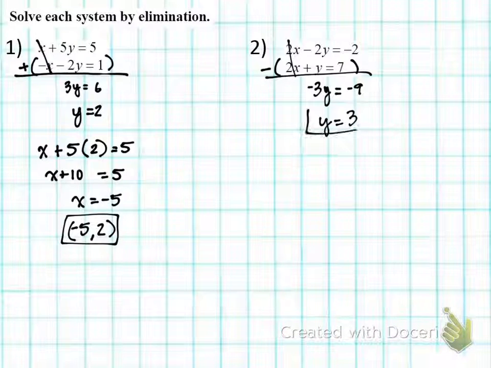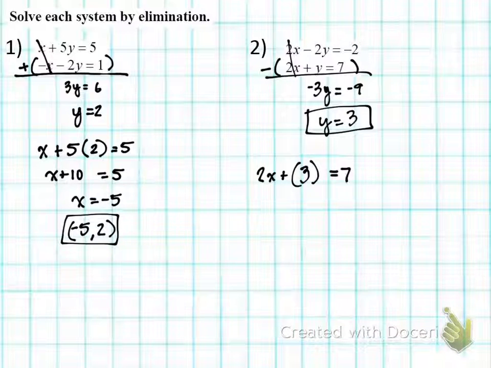Okay, so that's the answer for the y portion. And we're going to plug it back in. Doesn't matter which one you use. Let's use equation 2. So we got 2x plus y. Our y is 3. So we're going to replace y with 3 is equal to 7. So 2x, we can subtract 3 on both sides. 2x is equal to 4. x is equal to 2. Alright. Therefore your answer is 2, 3.